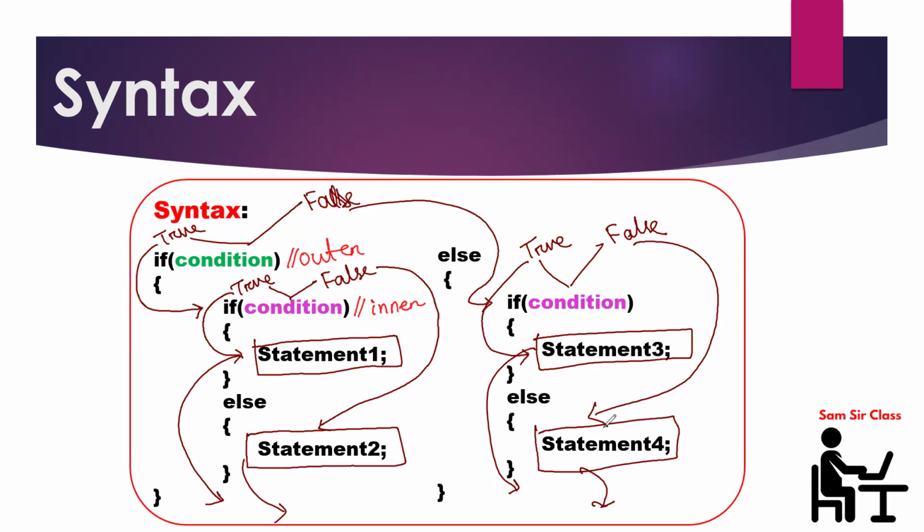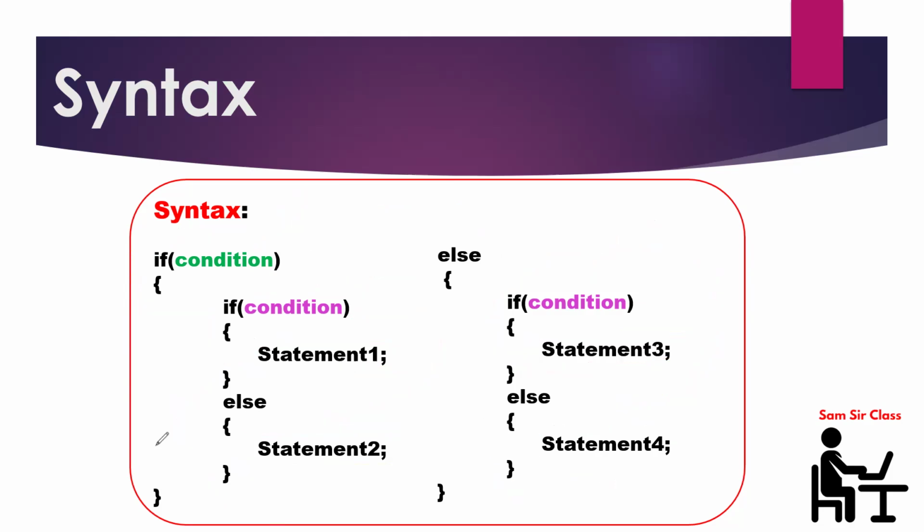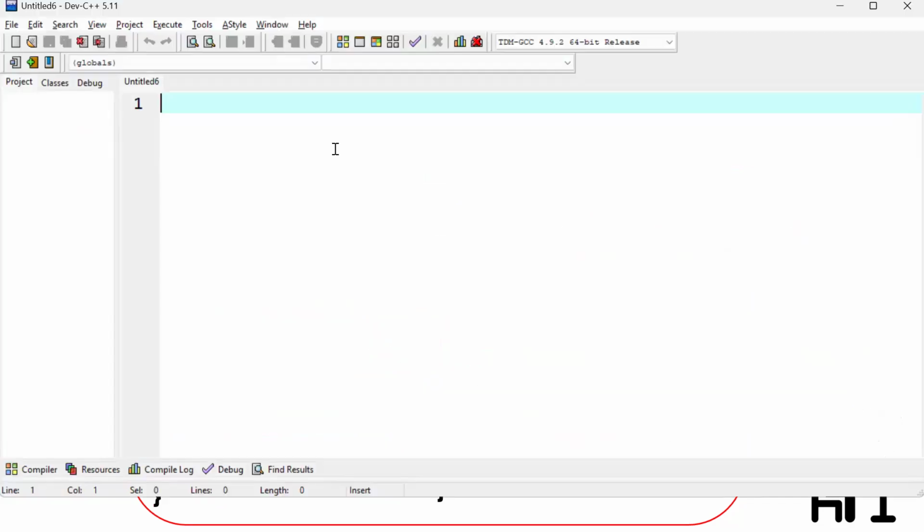So in the entire example, whatever syntax we have discussed, you have realized that there must be some dependency between the outer if block, inner if block, and the else. Okay. So let us write a simple program so that you can understand easily. Here you will find the smallest number among three numbers.